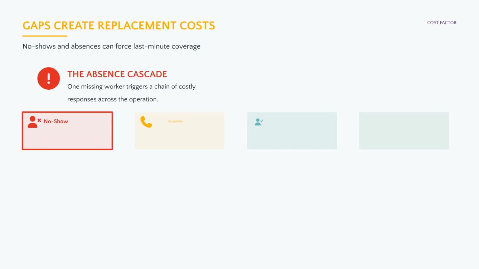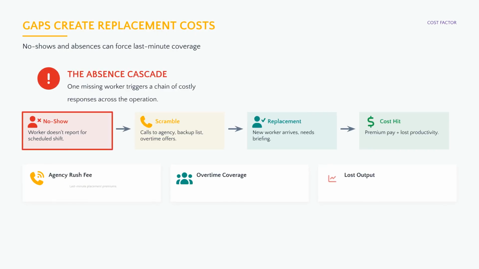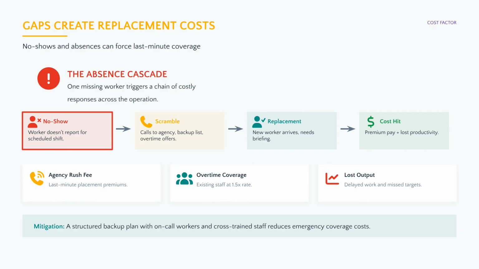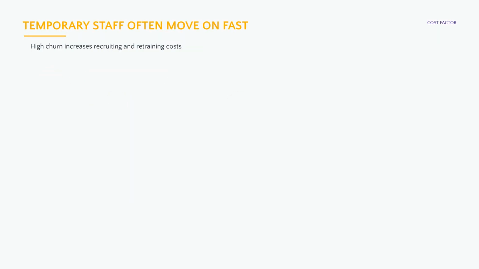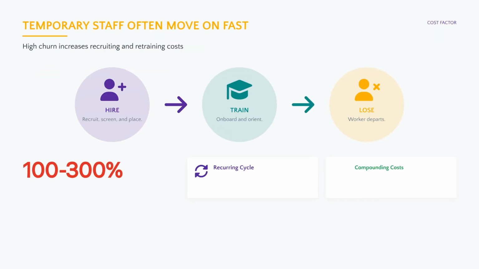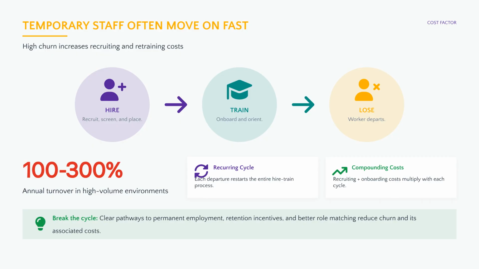Worker absences trigger the "absence cascade" of replacement costs, including scramble efforts, rush fees, overtime coverage for existing staff, and lost output due to delays. High turnover, ranging from 100 to 300% annually, creates a recurring cycle of hiring, training, and losing workers. This compounds recruiting and onboarding costs with each cycle.